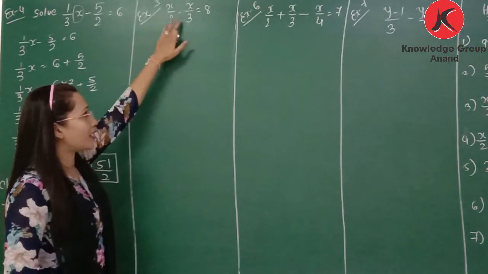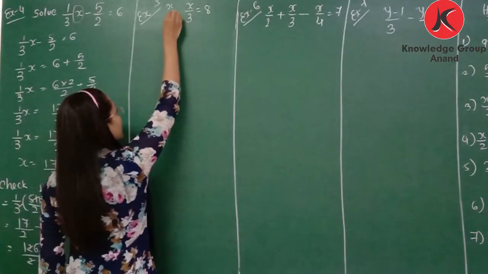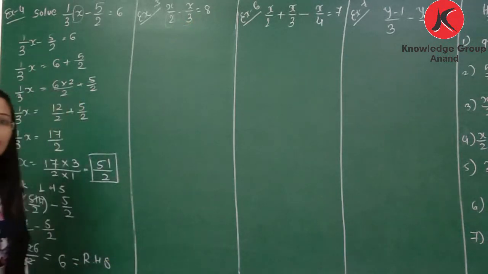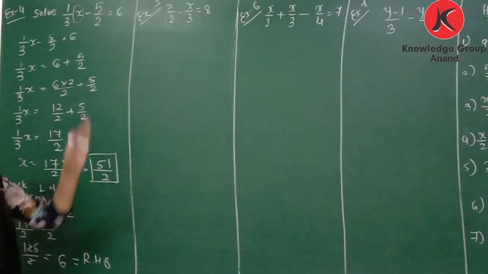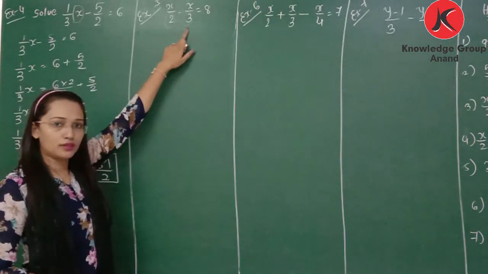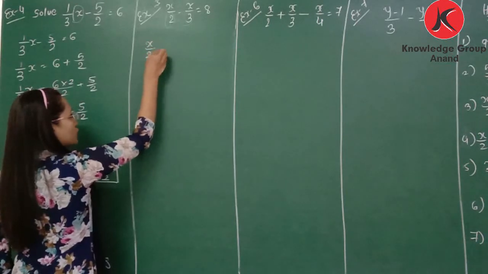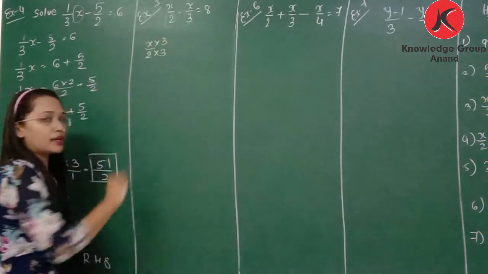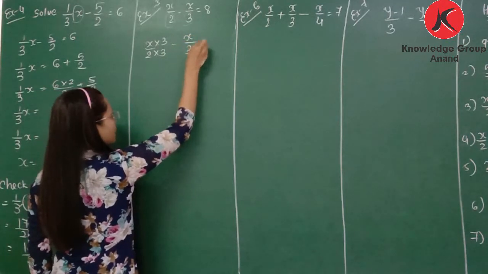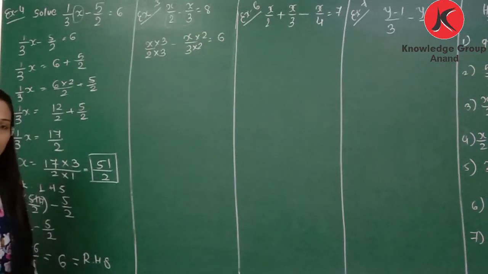x by 2 minus x by 3 is equal to 8. Again you can see that here the denominator is 2 and here denominator is 3. So first of all we will simplify because both numbers have a variable x. So let's take LCM of 2 and 3, that is 6. So here x by 2 needs to multiply with 3 in the numerator and denominator, and x by 3 needs to multiply with 2 in the denominator and numerator. Why? Because LCM is 6.